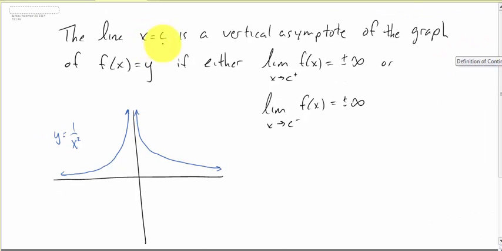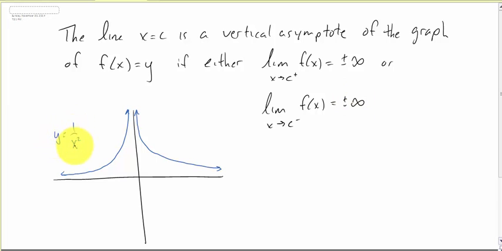Another definition, the line x equals c is a vertical asymptote. We've talked about vertical asymptotes before. But the definition is it's a vertical asymptote of the graph if either the limit as x approaches c from the positive side of f of x is positive or negative infinity, or if the limit of f of x from the negative side of c is plus or minus infinity.